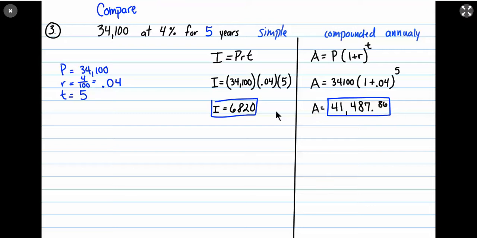They're not the same meaning. This one's telling me how much interest I'm being charged. This one's telling me the total amount. When you want to compare two formulas, you got to compare the same thing to the same thing.